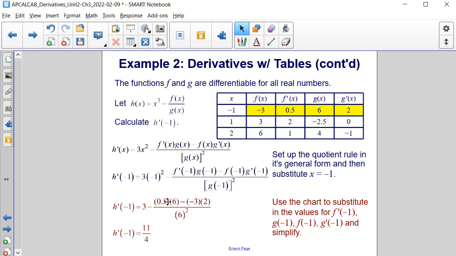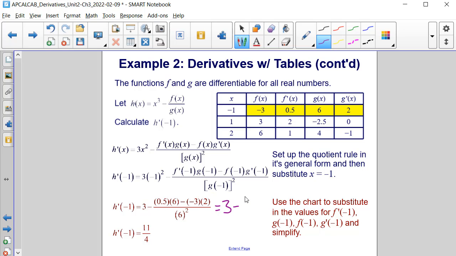So we're going to have 3 minus 3 plus 6 divided by 36. So that's 3 minus 9/36, or 3 minus 1/4. 12/4 minus 1/4 gives us 11/4.